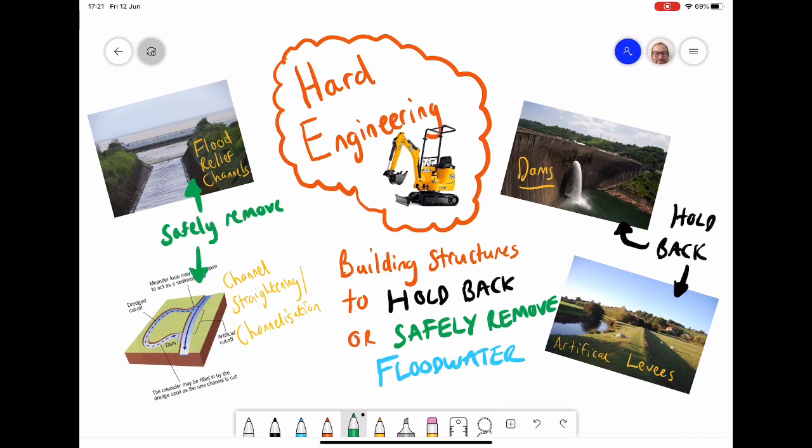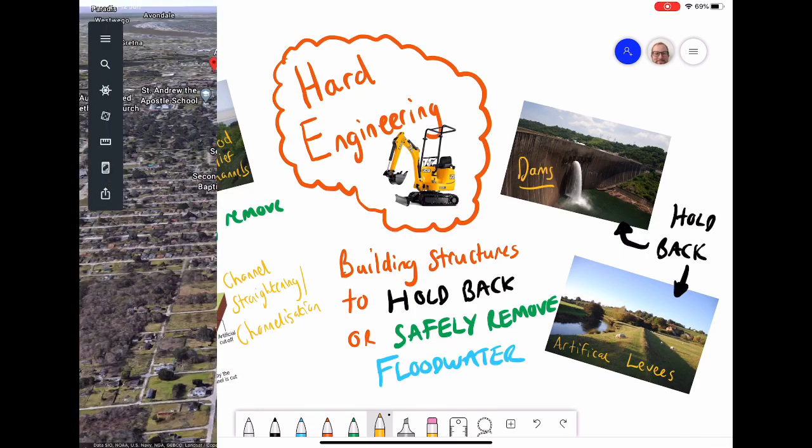But you also get channelization, or the straightening of a channel, which I'll just highlight here. This is where we are making sure that the river goes in a straight line. We're making an artificial straight line in the river, so removing that meander loop, and therefore that means that the water can go very quickly through the area it needs to, rather than around that meander band there.